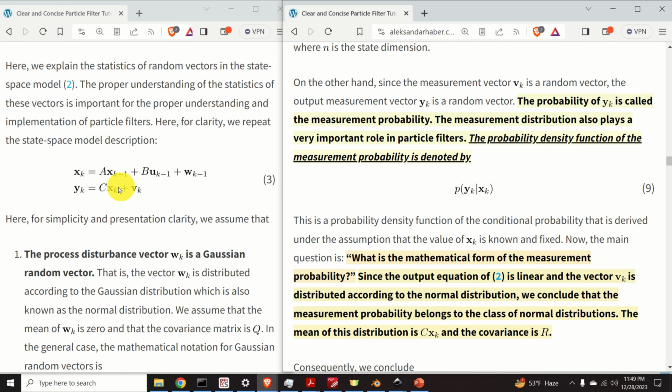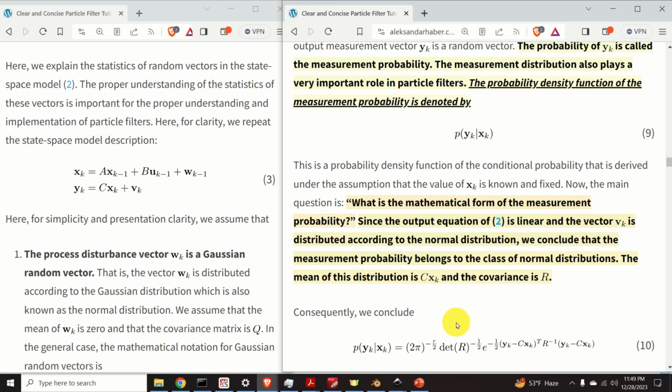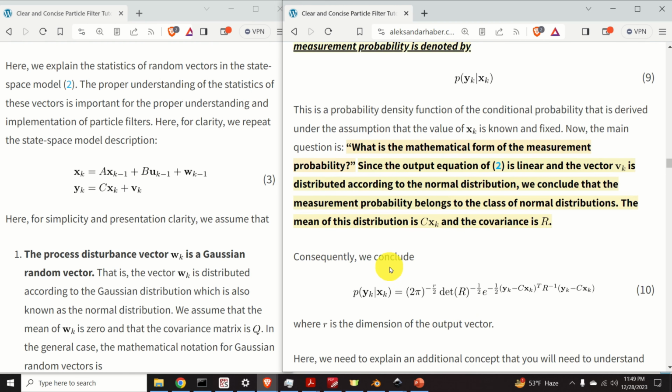Since the output equation, that is this equation, is linear and the vector vk is distributed according to the normal distribution, we conclude that the measurement probability belongs to the class of normal distributions. The mean of this distribution is computed by computing the expectation of this equation, and it's equal to c times xk, and the covariance is r. Consequently, we conclude that the probability density function of our measurement distribution is given by this equation, where in this equation r is the dimension of the output vector.